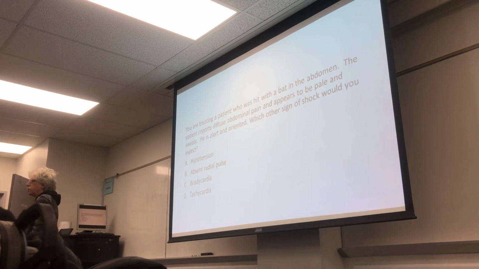Okay. Patient was hit by a baseball bat in the belly. They've got a lot of pain. They're pale and sweaty, alert and oriented. What other sign of shock would you expect? This is a critical thinking question, not a memorized question. You've got to know what the body's going to do. You really think their blood pressure is going to go down and they're alert and oriented? You think their heart rate will go down as a result of an internal bleed? Delta. Yes.